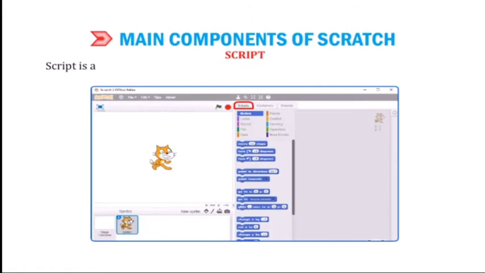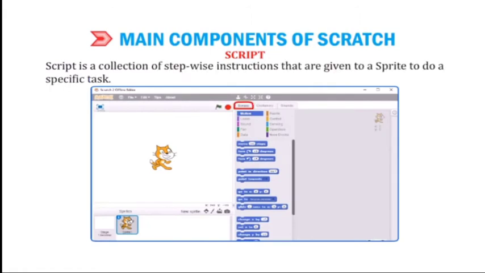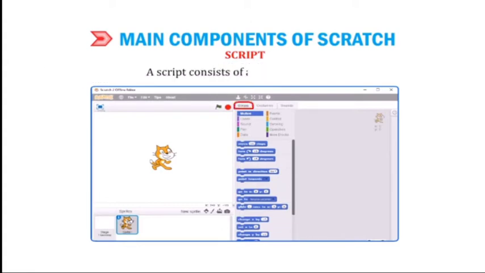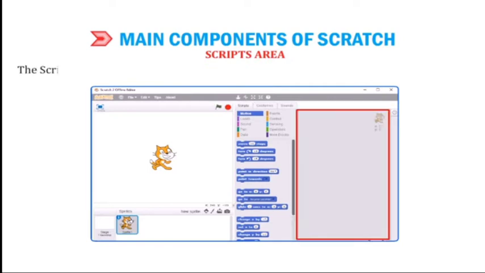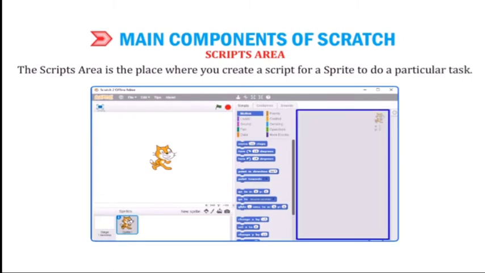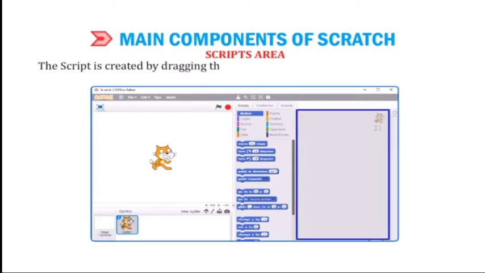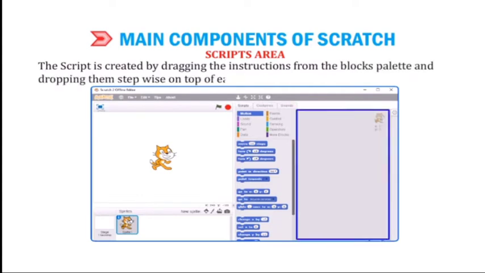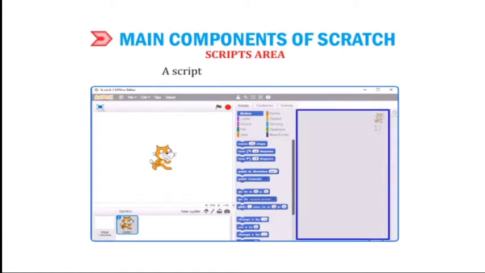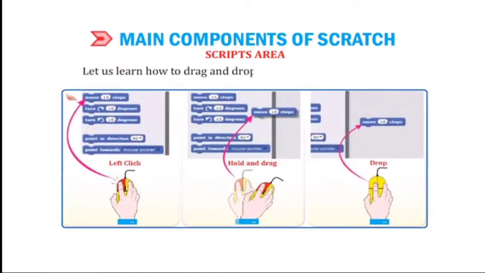Script. Script is a collection of stepwise instructions that are given to a sprite to do a specific task. A script consists of at least 2 blocks. Scripts area. The scripts area is the place where you create a script for a sprite to do a particular task. The script is created by dragging the instructions from the blocks palette and dropping them stepwise on top of each other. A script is also called a program. Let us learn how to drag and drop the blocks on the script area.